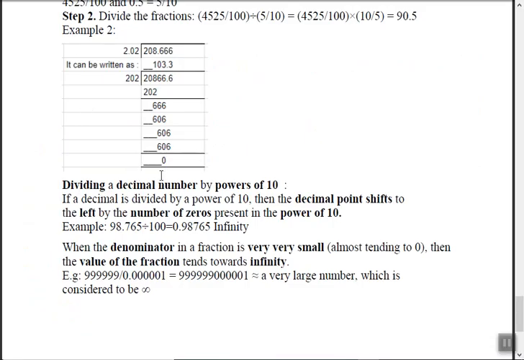Dividing a decimal number by powers of 10. If a decimal is divided by a power of 10, then the decimal point shifts to the left by the number of zeros present in the power of 10. See here, in multiplication what happened? The point shifted to the right. In division what happens? The point shifts to the left, just opposite of multiplication. Solve the examples, you will get the better picture.